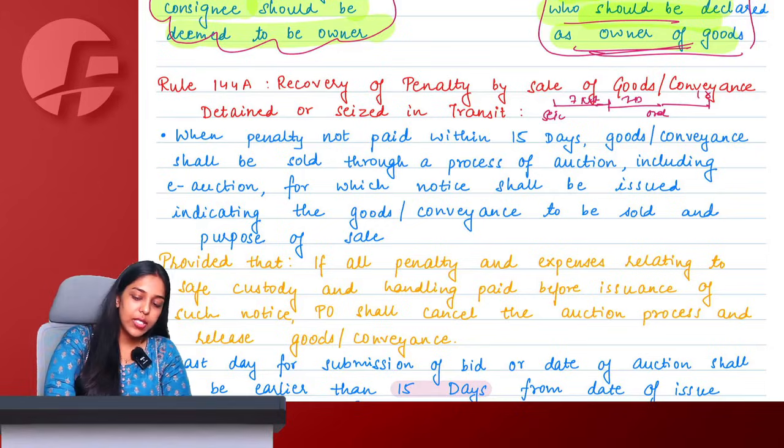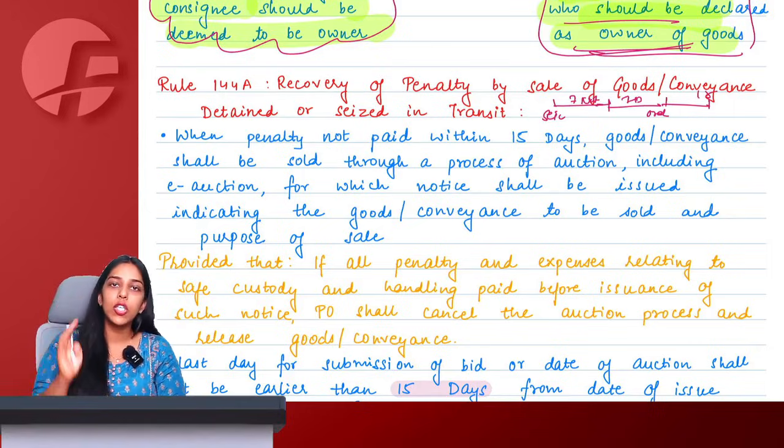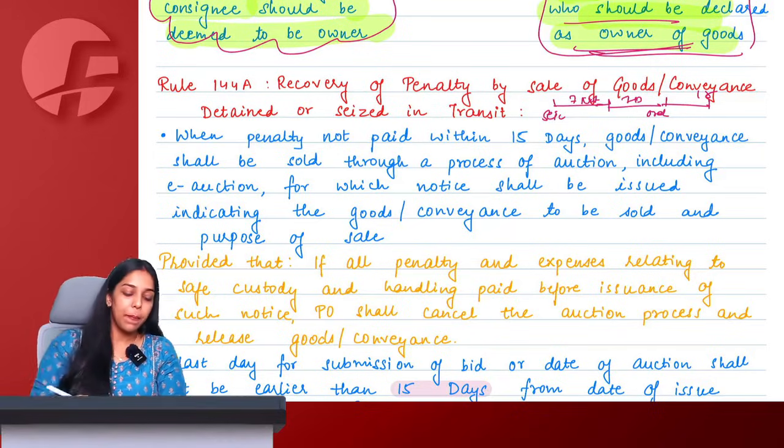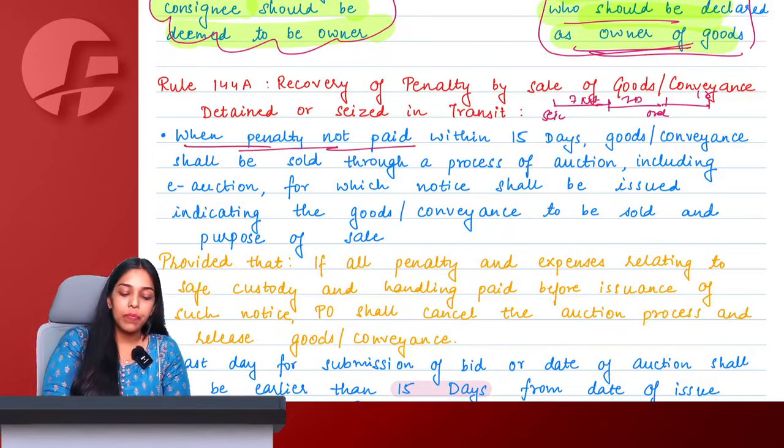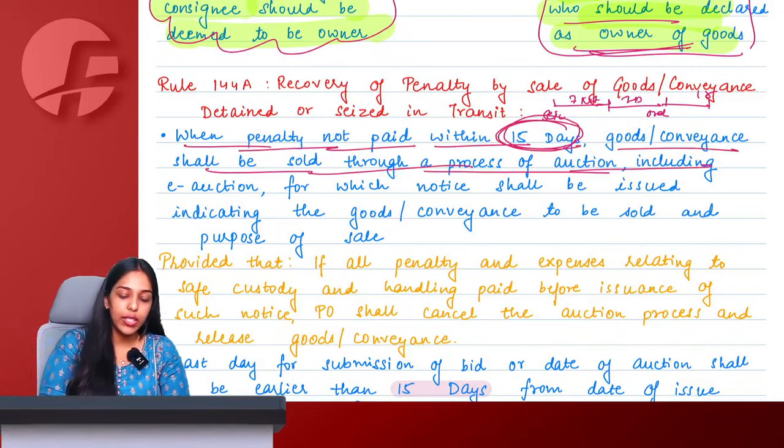Then 7 days they give you the order. Then 15 days they give you to make payment. If you are not making any payment within 15 days, then your goods become liable for auction. The officer can sell the goods and recover the penalty money. So we are saying that if the penalty is not paid within 15 days, the goods or the conveyance shall be sold through a process of auction, including e-auction.